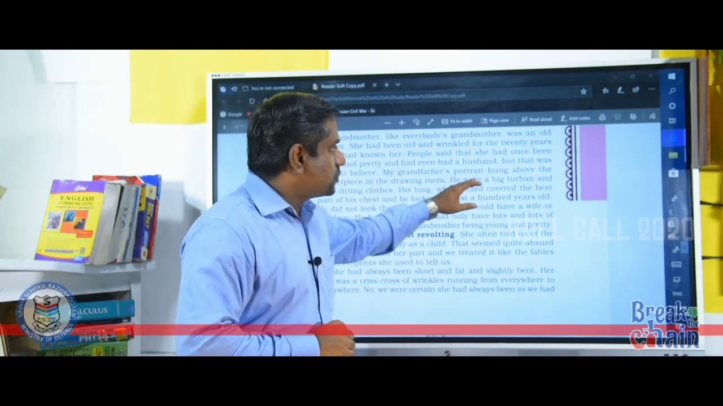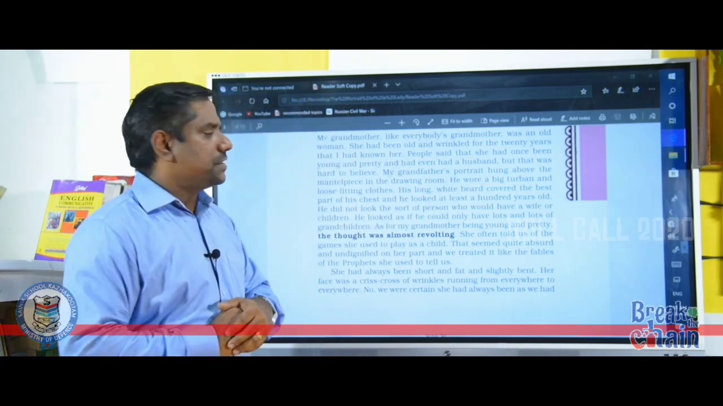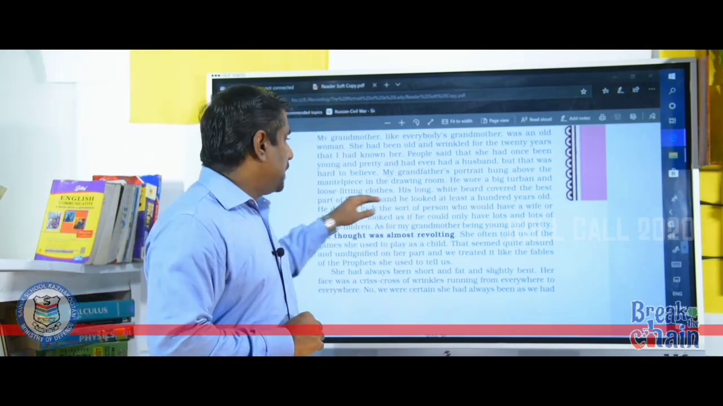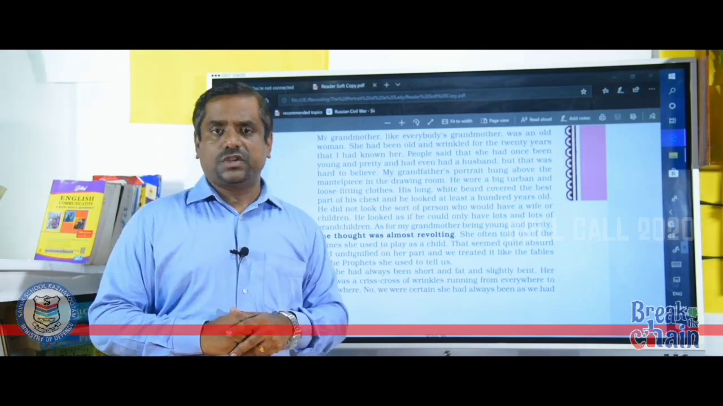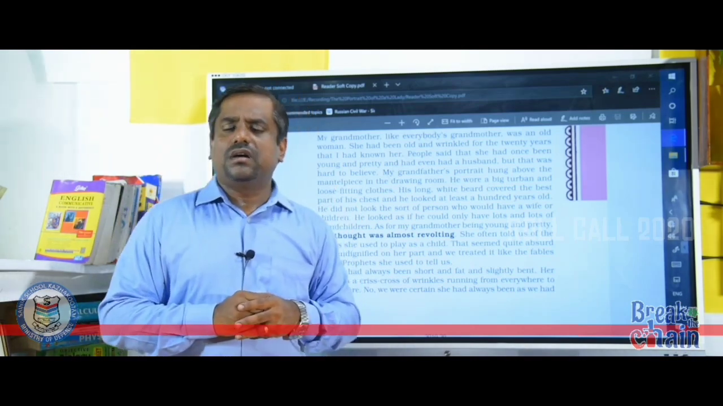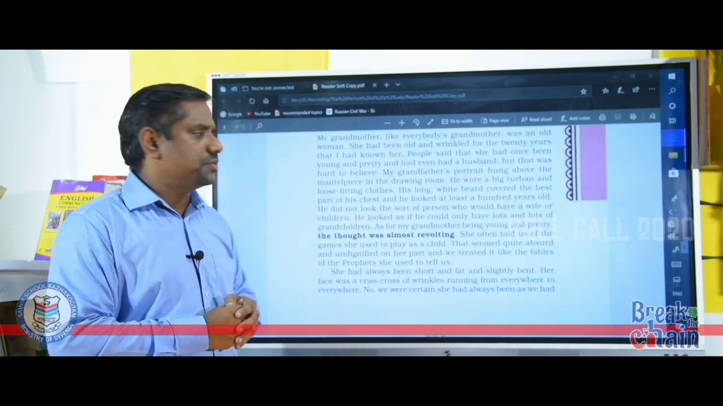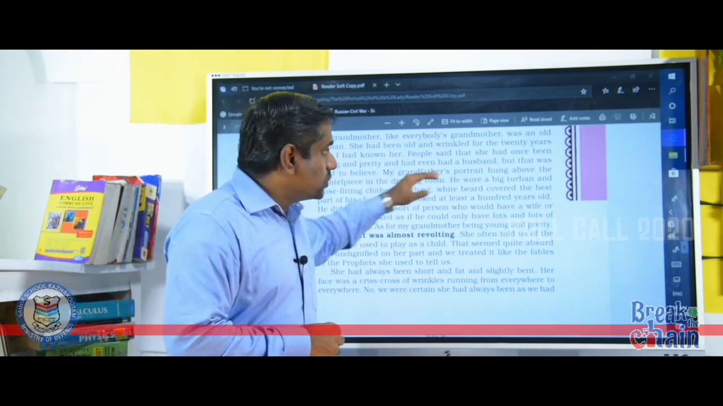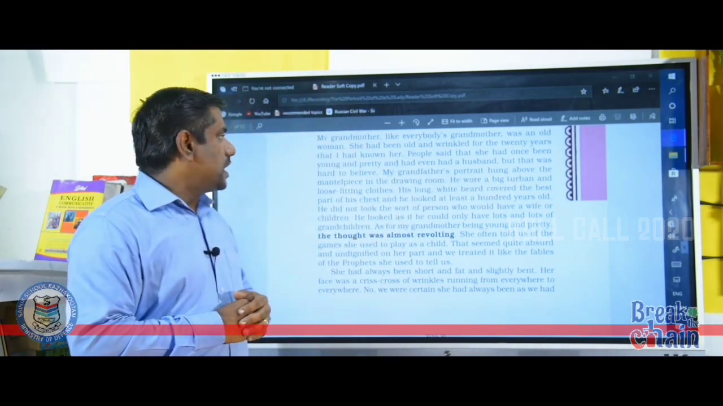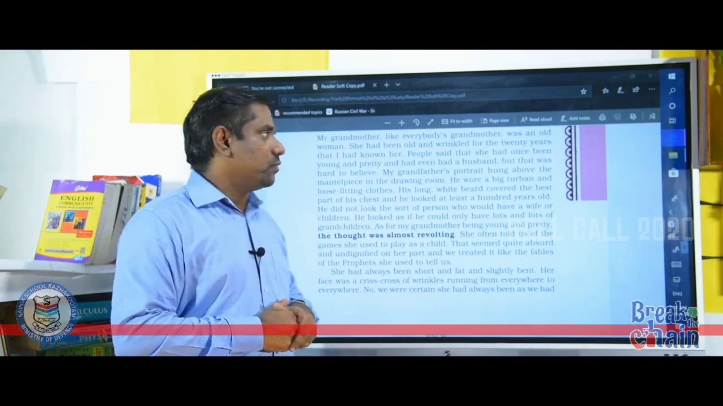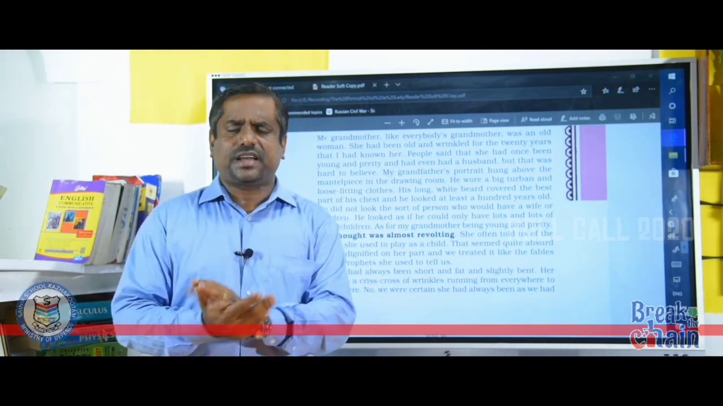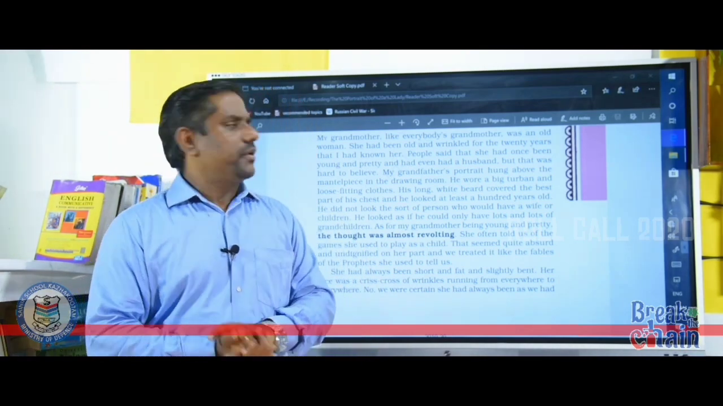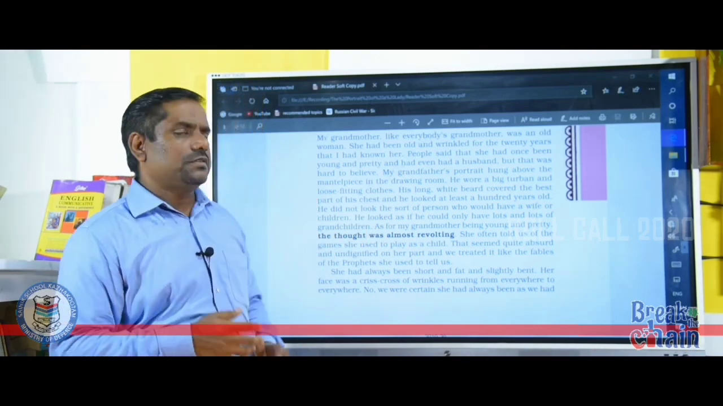My grandfather's portrait hung above the mantelpiece in the drawing room. He wore a big turban and loose-fitting clothes. So here there is some reference made to the grandfather, whose portrait was hung above the mantelpiece in the drawing room. The grandfather's portrait is a kind of painting, pretty big. It was hung above the mantelpiece in the drawing room.